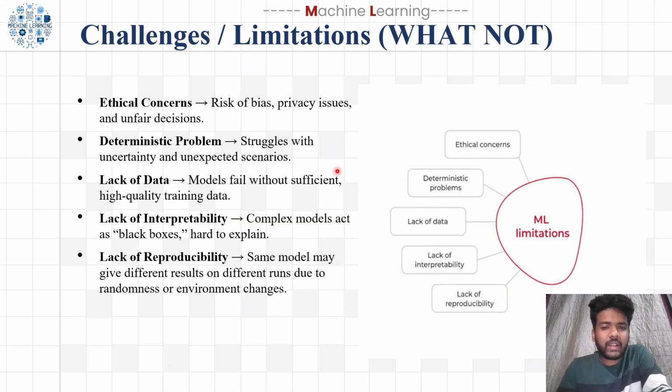So in this slide we will see the challenges, limitations, and what we should not do. In the diagram of ML limitations, the first point is ethical concerns. What do ethical concerns involve? The risk of biases, privacy issues, and unfair decisions. Then deterministic problems, like struggles with uncertainty and unexpected scenarios. The third point is lack of data, where the model fails without sufficient or high quality training data. Then lack of interpretability, where complex models act as black boxes, hard to explain to users and to the model too. And the last point is lack of reproducibility, where the same model may give different results on different runs due to randomness or environmental changes.